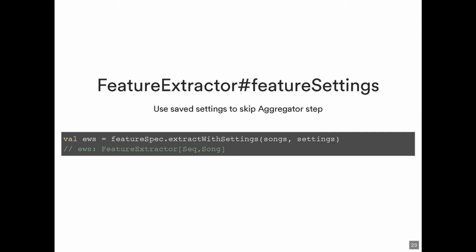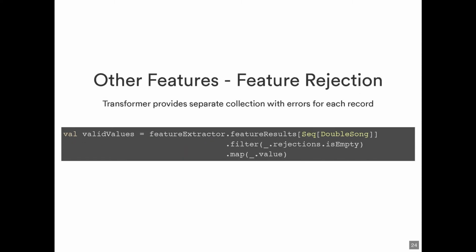So that's how you use it, and then from there you can save this as a file and do whatever you want with it. Because the other thing you can do is load it later. Now you can call the function extract with settings instead of extract, extract your input set of songs and pass in your settings, and get your feature extractor back, and you can go on your merry way and keep working with it. So those are the three major features of feature extraction: the name, the values, and the feature settings.